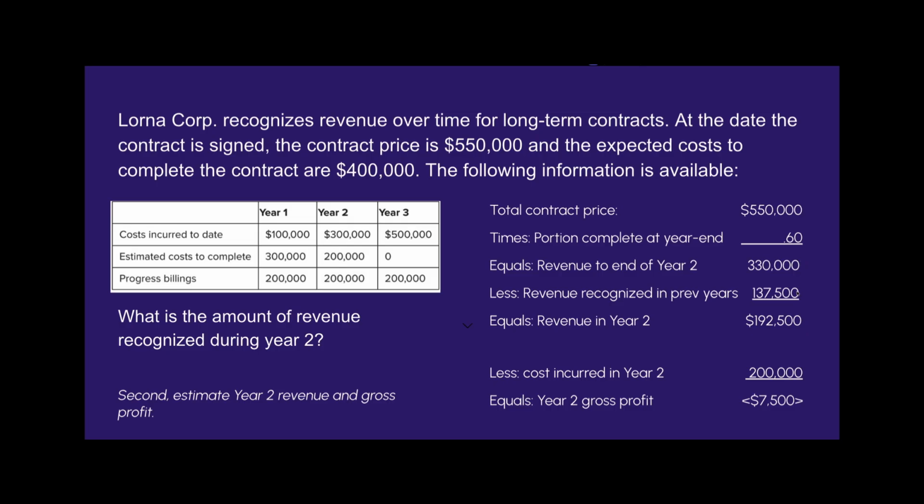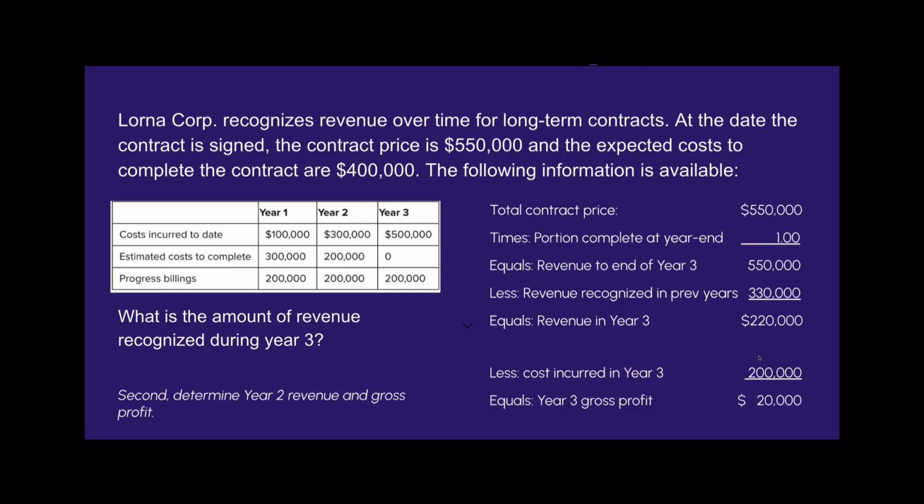We subtract what we recognized in year one, $137,500, and we have additional revenue to recognize in year two of $192,500. Notice that we incurred $200,000 more in year two, and our total cost is $300,000 minus what we incurred in year one. So we have a negative gross profit in year two of $7,500: $192,500 minus the $200,000 of costs incurred in year two.